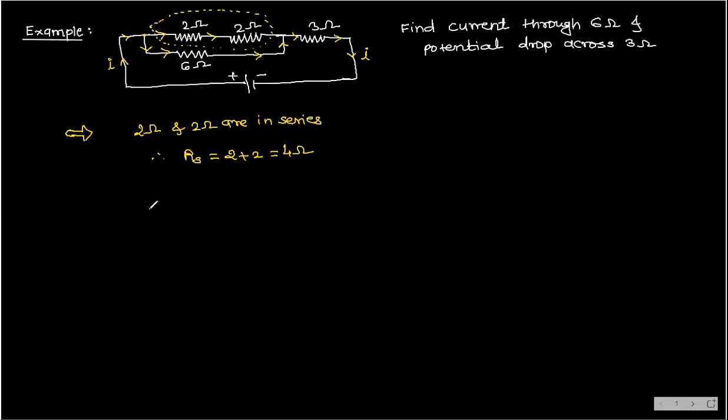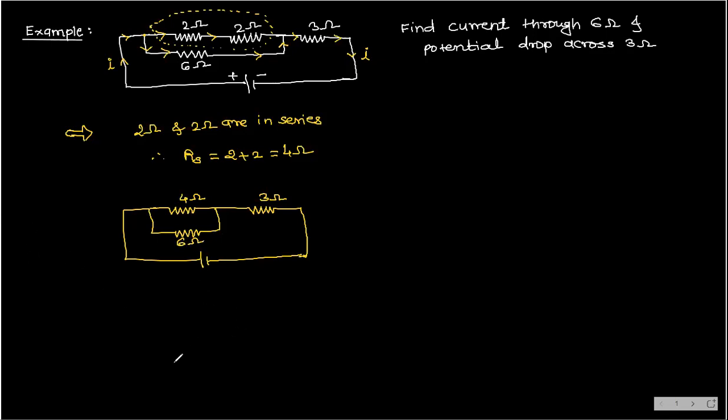Now I am redrawing the diagram again. This 2 plus 2 we got 4, so I am connecting this 4 ohm at this place. Down we have the 6 ohm as it is. And on this side you have the 3 ohm resistor. So this is the 6 ohm as it is.